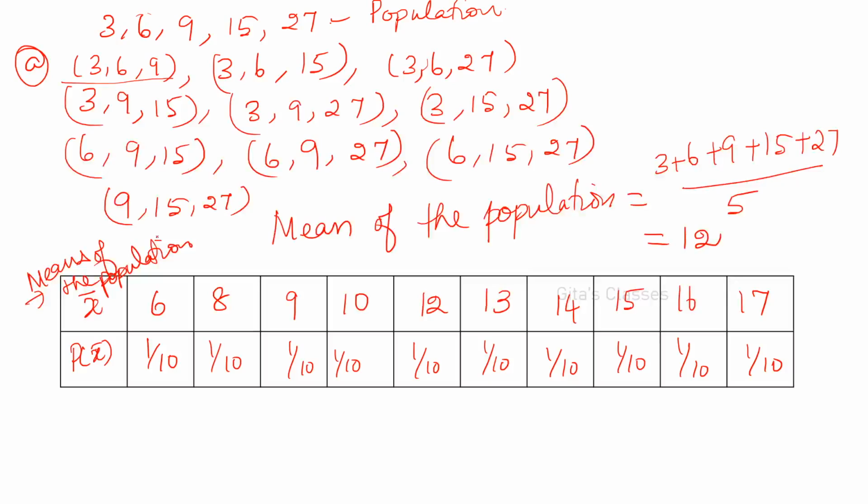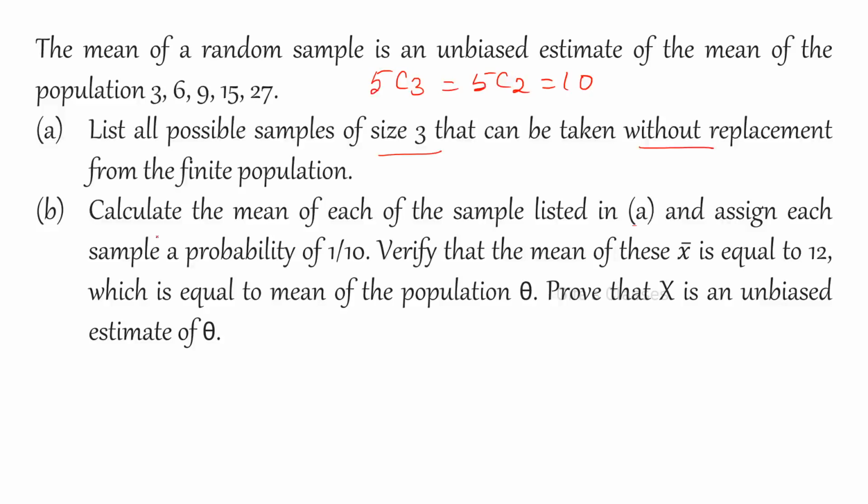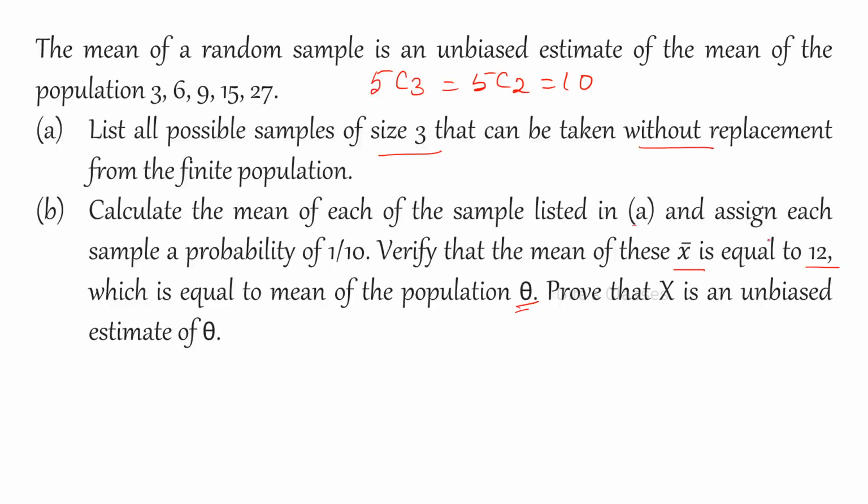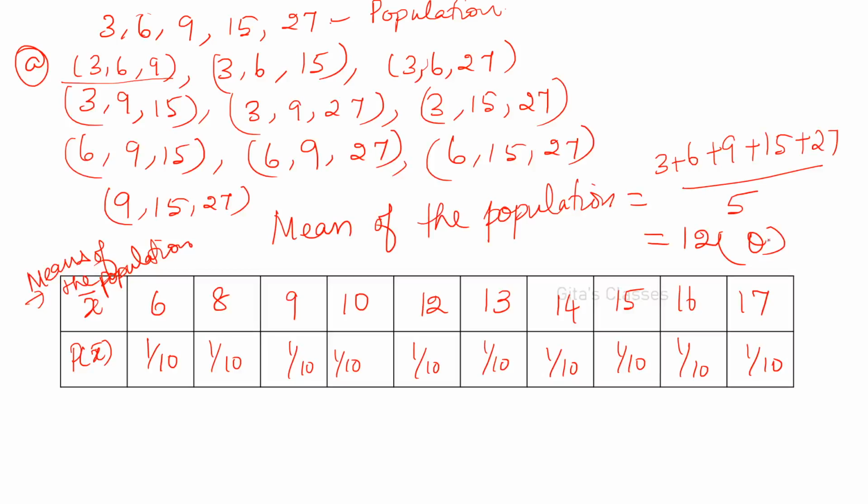Okay. Now, what is asked? Verify that the mean of these x bar is equal to 12, which is equal to the mean of the population. The mean of the population, we have just seen, is our theta. You have to find out the mean of this x bar and prove that it is equal to 12. If you can prove that, then x bar is an unbiased estimate of theta.